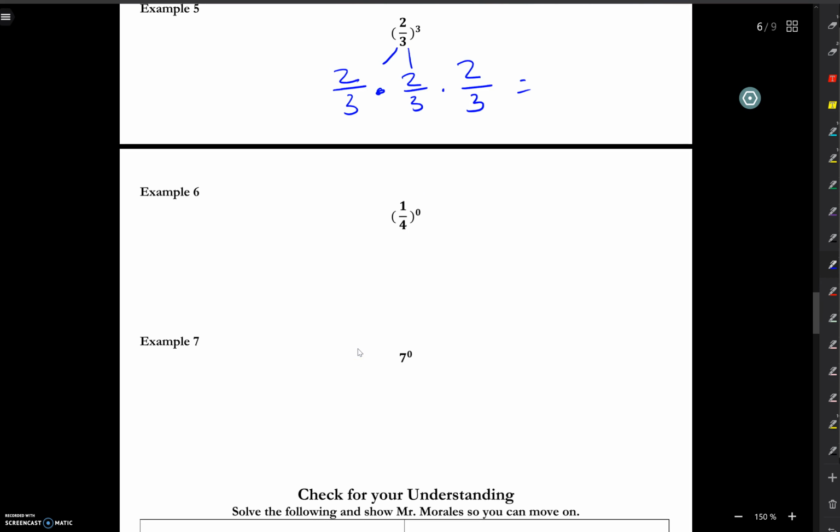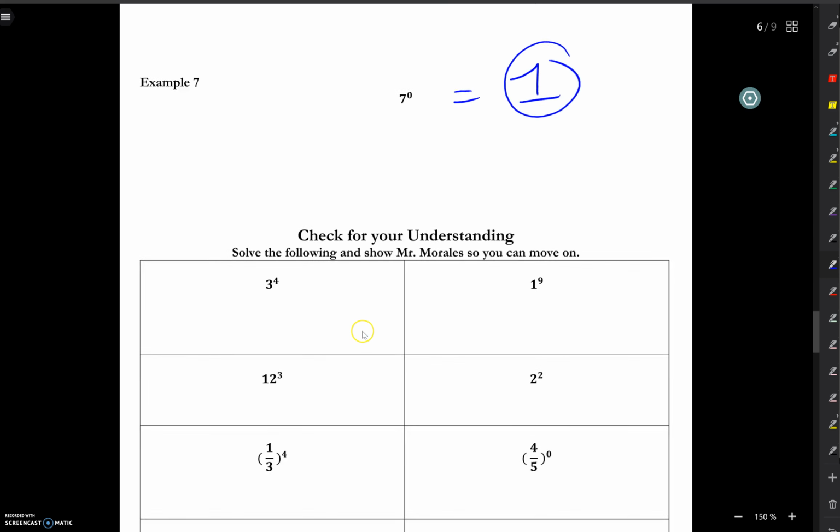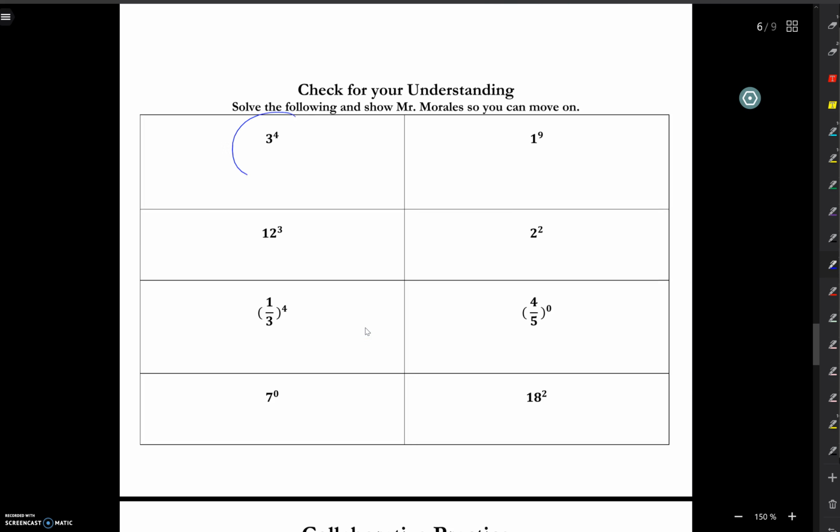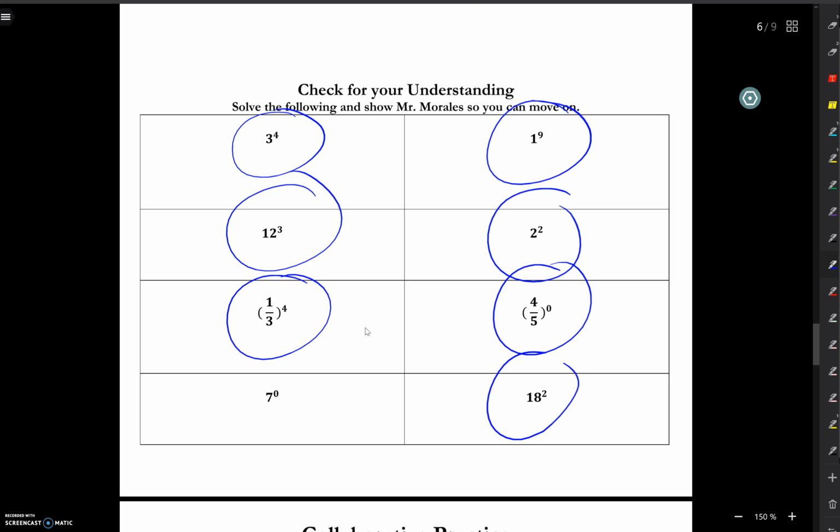Here's another example, 1/4 to the power of 0, so my answer would be 1. And then 7 to the power of 0, my answer would be 1. I want you to solve these, set them up, and I'm going to do the first one for you. So it'd be 3 times 3 times 3 times 3, 4 times, which is 9 times 9, which equals 81.